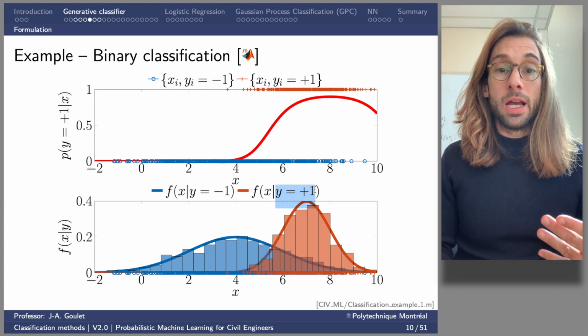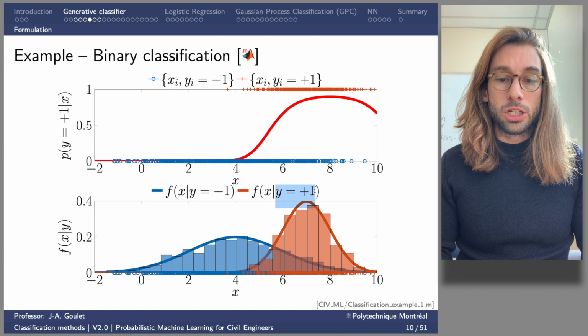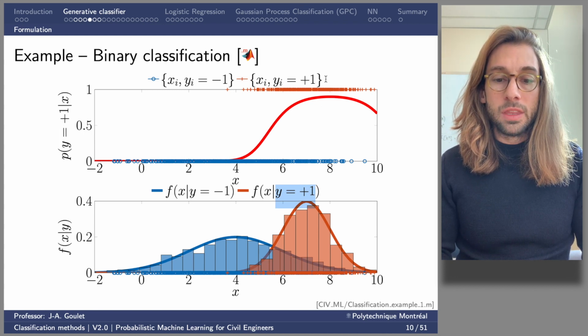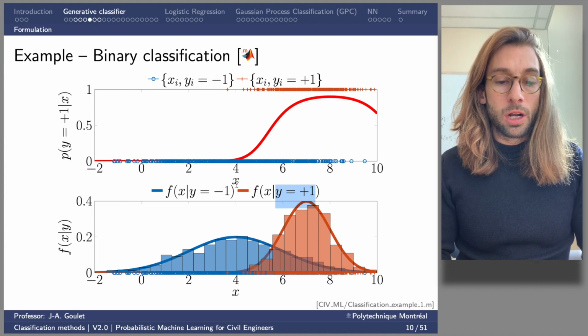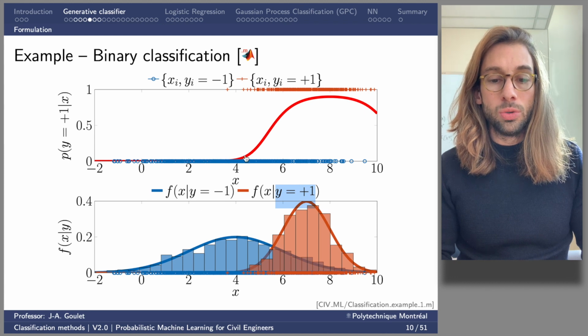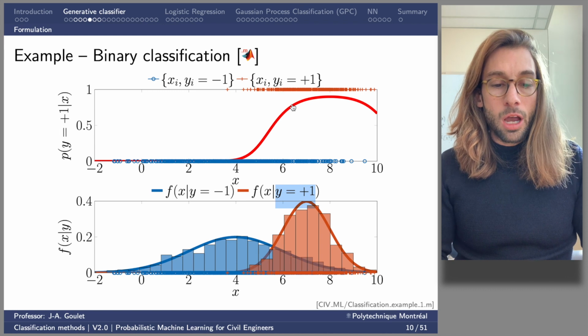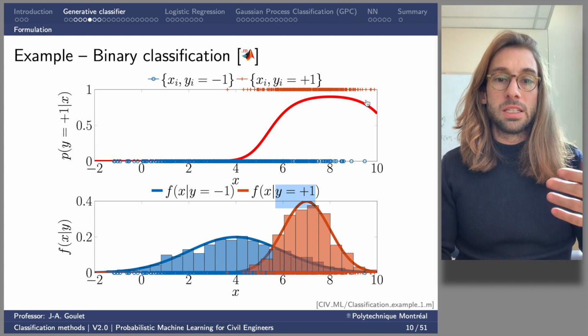Then, if we want to look at the prior probability of each class, I look at how many red crosses I have divided by the total number of points. My prior probability for class Y equal -1 is the number of blue points divided by the total number of points, okay? So here, the red line represents my generative classifier.